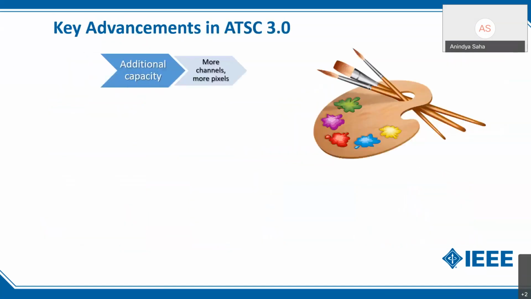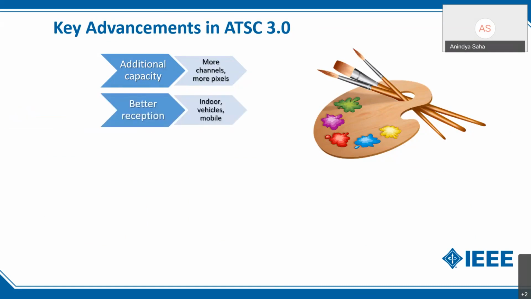So let us see what the key goals, or I would say the key advancements, are, because now the standard is already there. What are the things which people have really accomplished in this? Then we'll dive into the details. So the first thing is additional capacity. Basically, that means more channels, more pixels, and we'll touch upon this in detail when we go to the physical layer section.